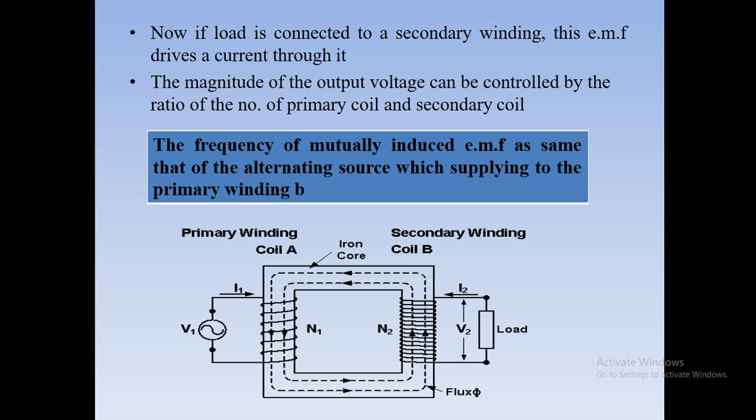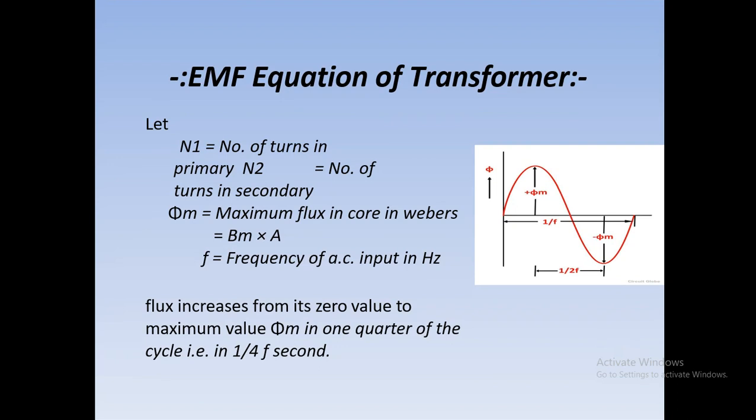Like that, the fluxes produced by I1 and I2 are going to be cancelled out. Only one flux is helping the transformer to operate, and it produces the induced EMF in the secondary winding. When we see the EMF equation of the transformer after the mutual induction principle, we can see that there is one flux signal. It is an alternating quantity, having a positive half cycle and a negative half cycle.